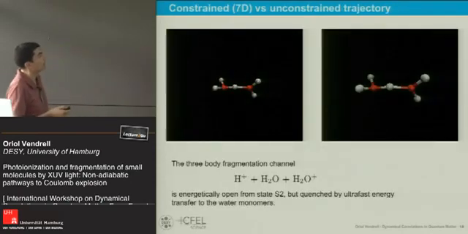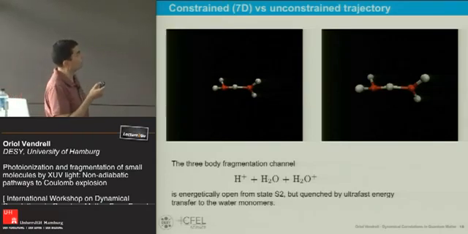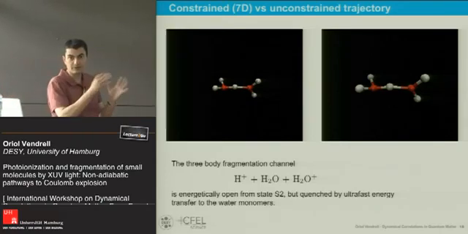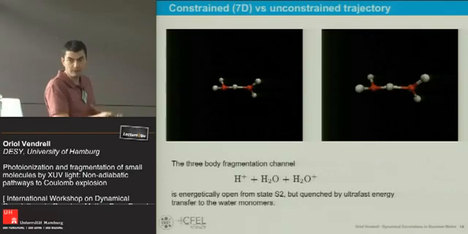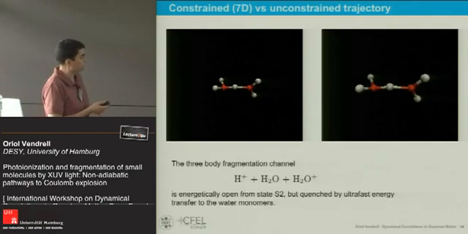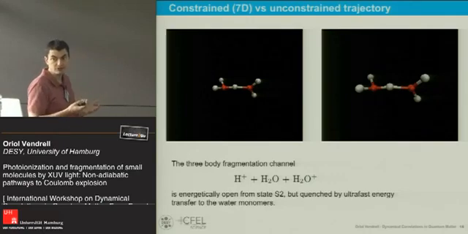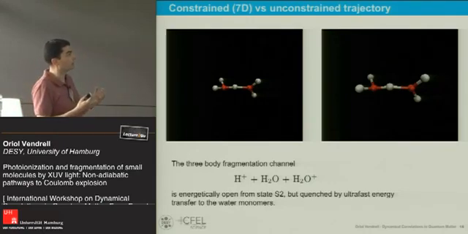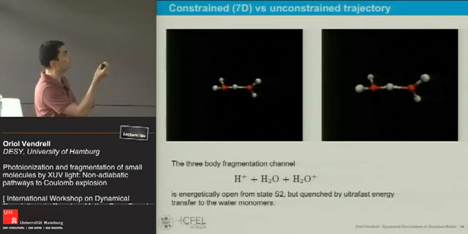Okay, so now let me show you. You may say, okay, you are comparing 7-dimensional quantum dynamics and full-dimensional classical dynamics, right? So the point is that in the classical dynamics calculations, we never saw the three-body channel. And the explanation is because the energy is taken so quickly by the water molecules and there is not enough energy for the proton to live perpendicular.